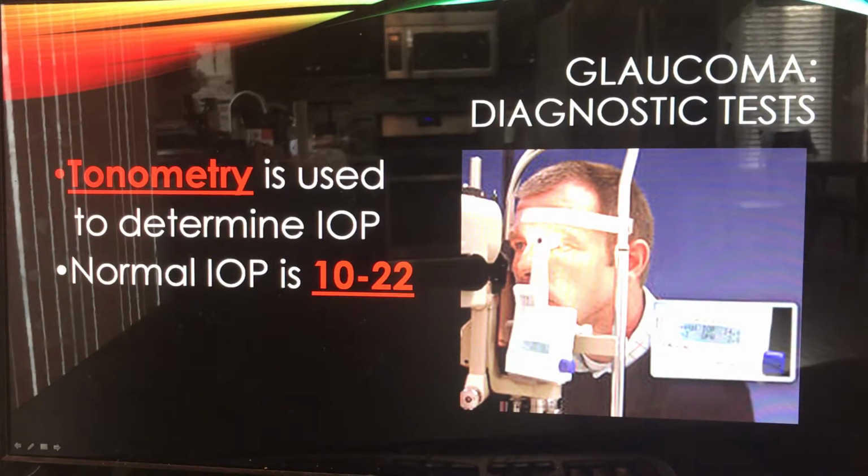So for both types of glaucoma, the diagnostic test, they're going to do tonometry. It's used to determine the intraocular pressure, and the normal pressure should be between 10 to 22. So in this type of patient, you're going to see elevated ranges of your IOP.